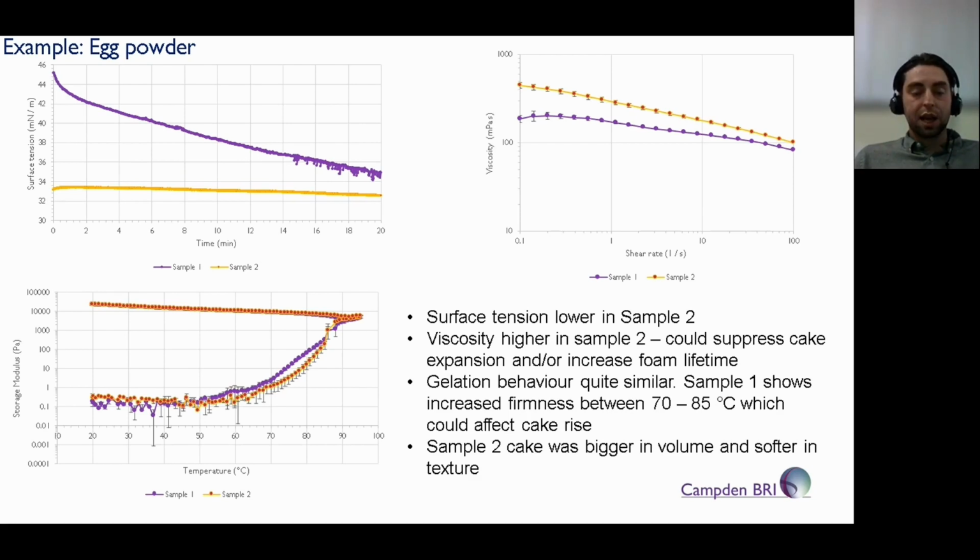Now, this could be stabilization of air during the mixing process. However, on review of the batter densities, there was a difference, but it was small. So it could be the stabilization of the air bubbles during the baking as the bubbles are expanding. That could be what's key.